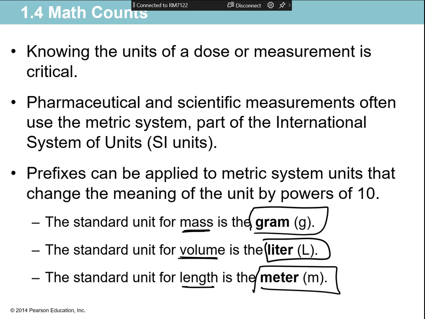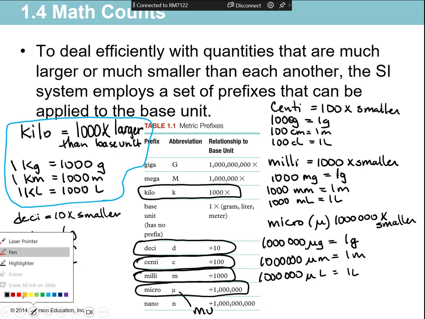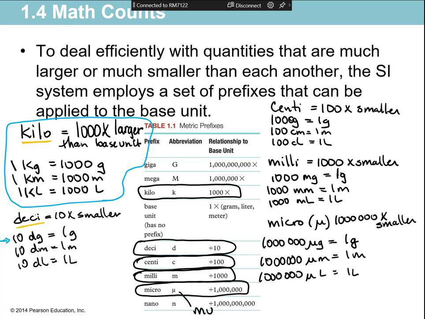All right, so we were talking about math and metric. Remember, the nice thing about metric is you start with a base unit and all prefixes do is indicate a number that's bigger or smaller than that base unit. The ones that we talked about last time are kilo, deci, centi, milli, and micro. Those are really the only five that you need to remember. For this class, and for almost all of your medical use, these are the five that come up and need to be converted at times.